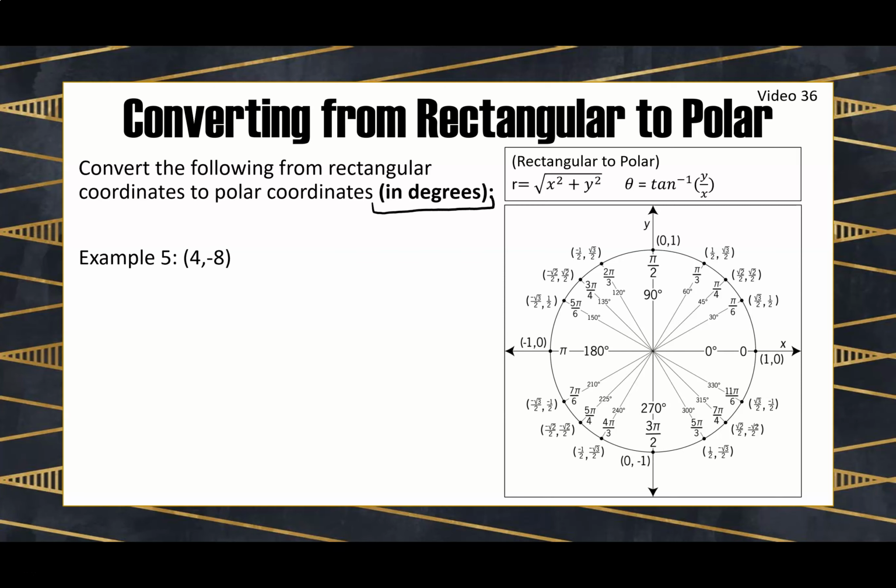All right, let's run with this. We've got a radius of 4 squared plus -8 squared.